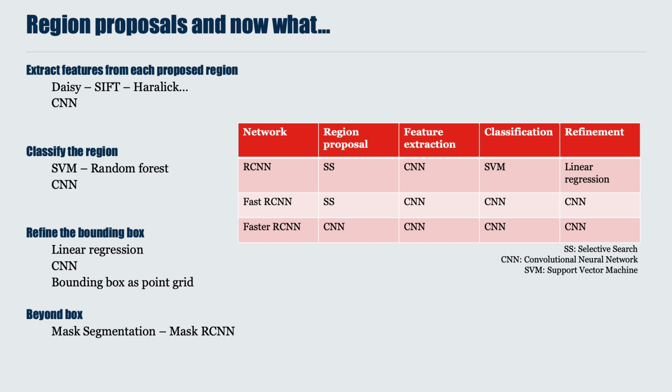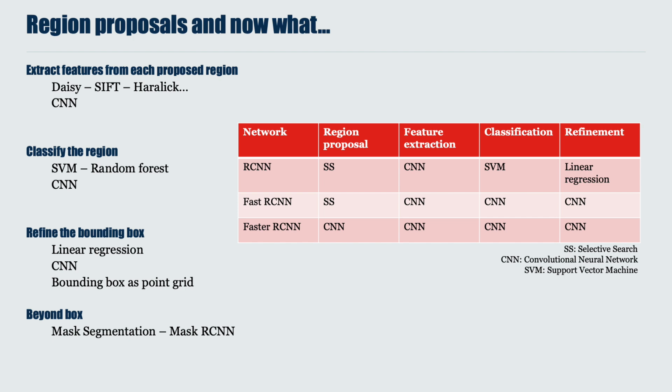You can use classical classification algorithms such as support vector machine or random forest, but again, you can decide to use a CNN for it. You also need to refine the bounding box because the proposals that you first find may need to be adjusted slightly. You can do that with linear regression, you can do a bounding box based on a point grid, or you can again apply a small CNN network to it.